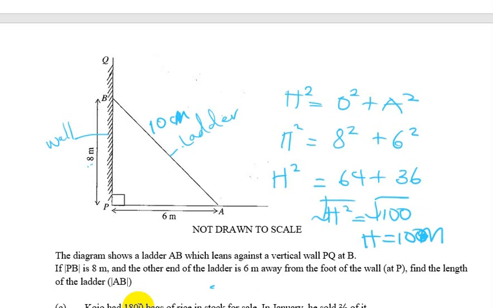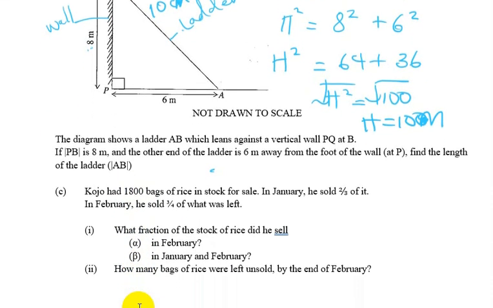Now someone can also say that they don't want to use the H, O, and A, so they'll use the names of the sides. So yes, you can do it like this. BA, that's the ladder, square is equal to PB square plus PA square. You end up getting BA, that's the ladder, equals 10 centimeters. It's the same thing.